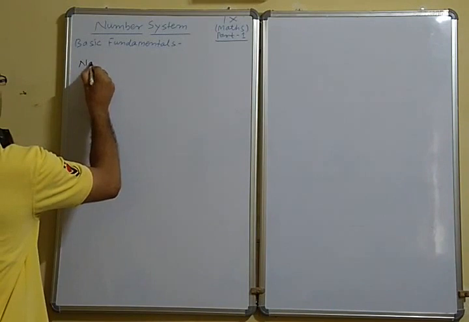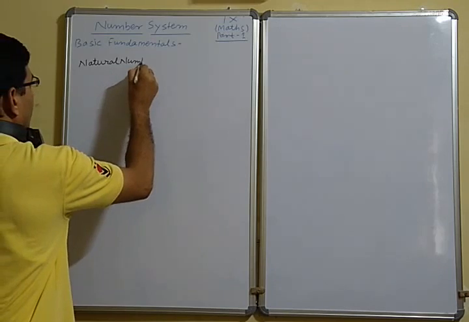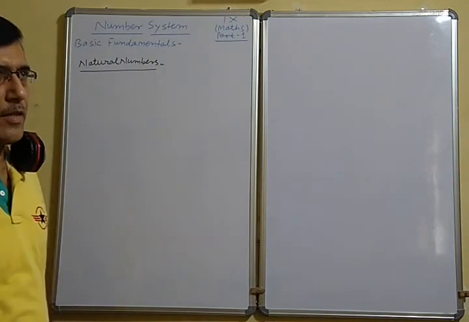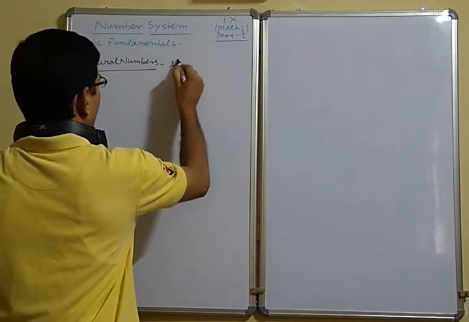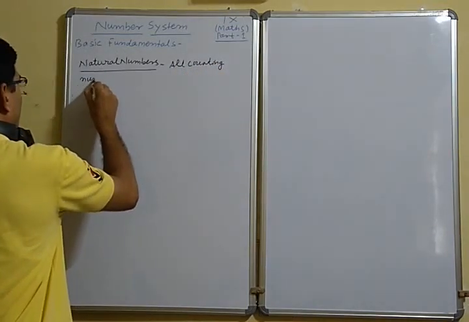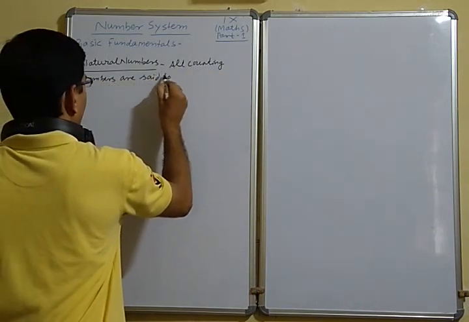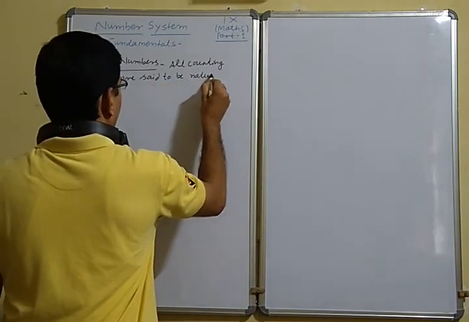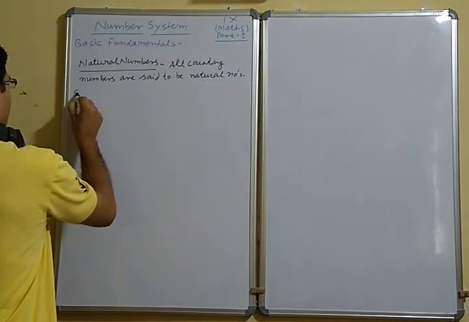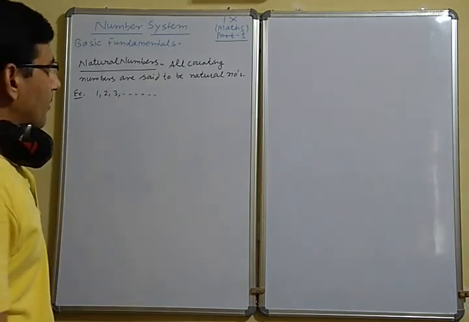Natural numbers. All counting numbers are said to be natural numbers. For example, 1, 2, 3 and so on are natural numbers.